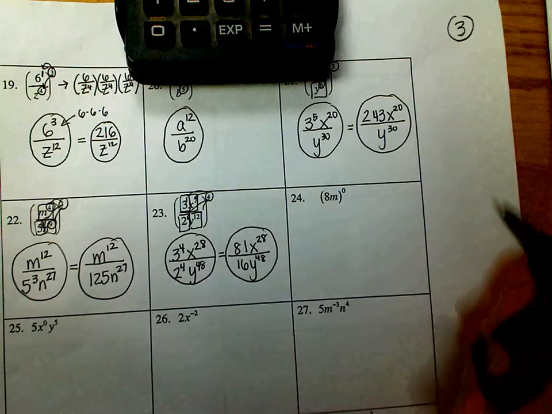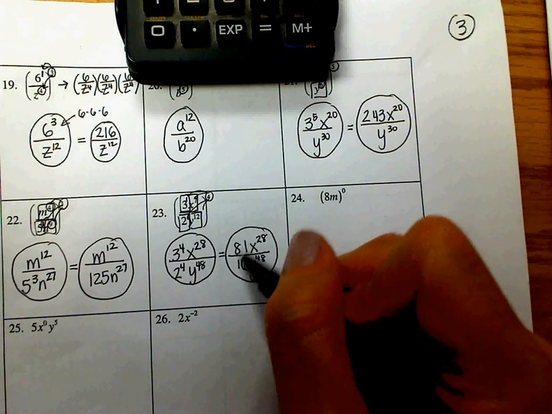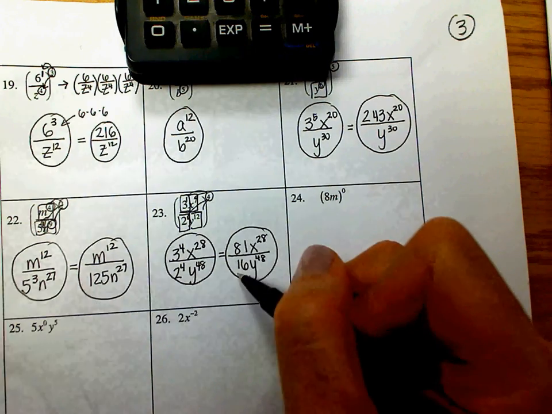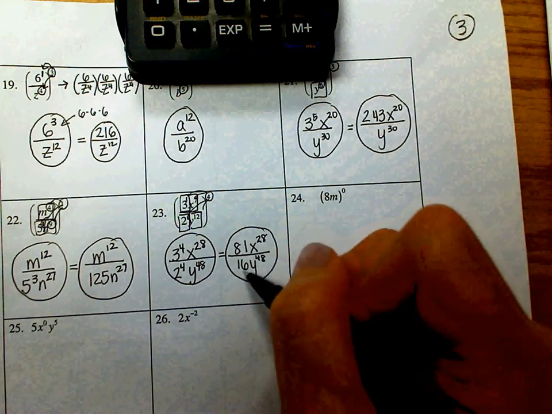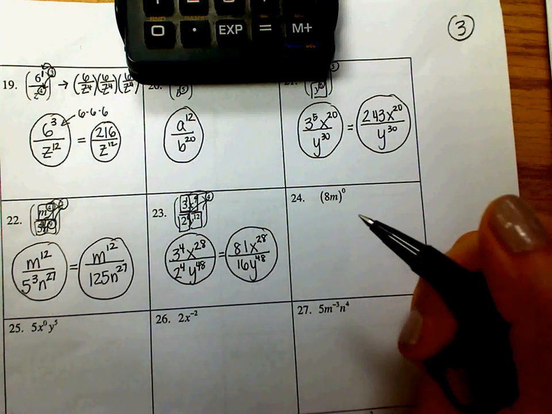In fact, I was double checking that 81 and 16 cannot be reduced, and they cannot. There is no greatest common factor between these two that divides them. And that's it for numbers 15 to 23.